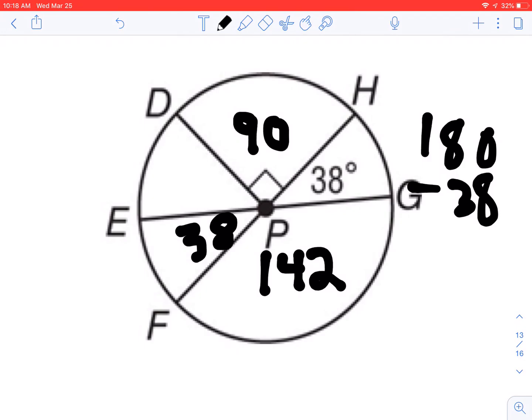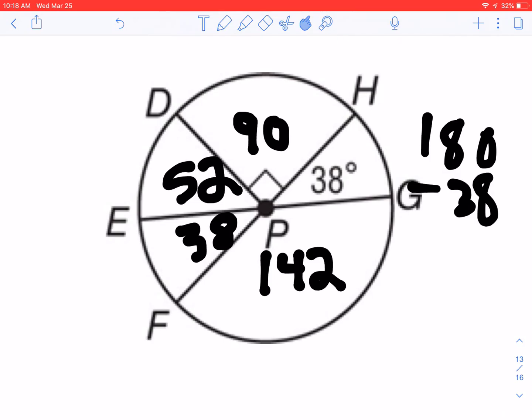Okay, a couple of different ways to do it. We can basically do 90 minus 38 to find this one, because if this is 90, that means this one is 90, if you guys can see that. So 90 minus 38, if we do that, will be 52.